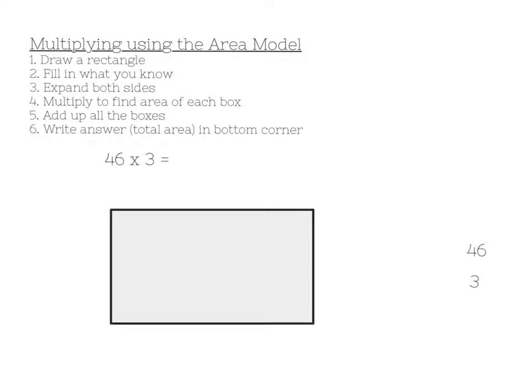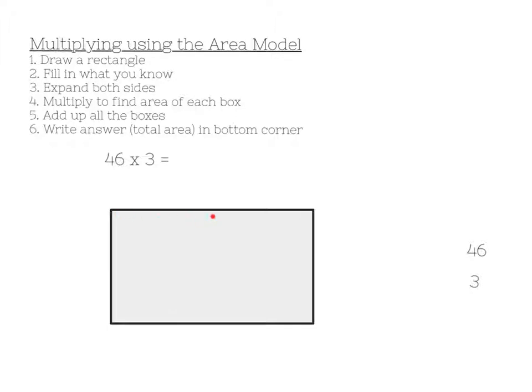In this video, we are going to talk about how we multiply by using the area model. Our first step, once we have our problem, 46 times 3, is we draw a rectangle, which I have done right here. Our next step is to fill in what we know. We have 46 times 3. We are going to fill in both a length and a width on our rectangle.